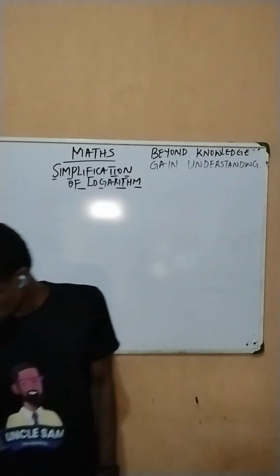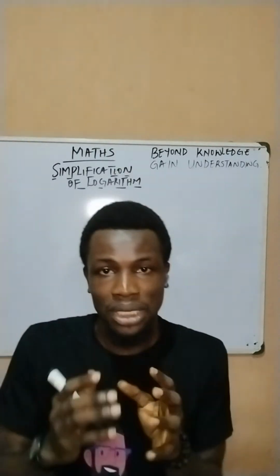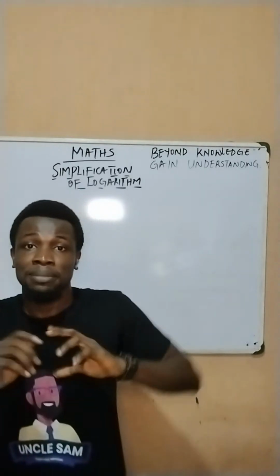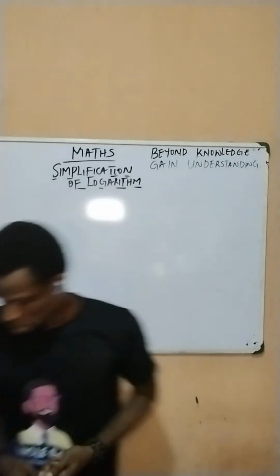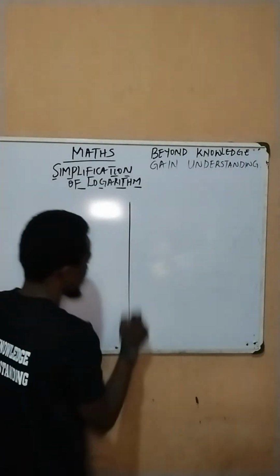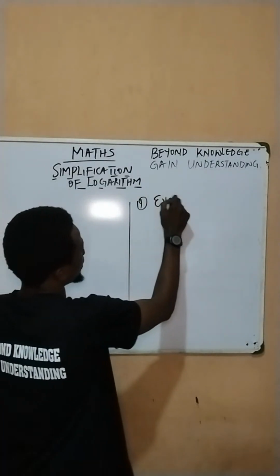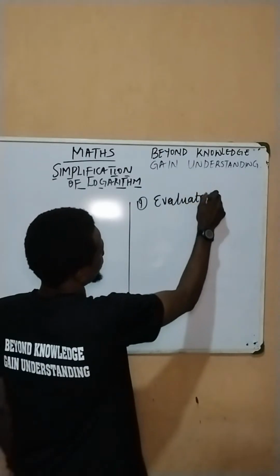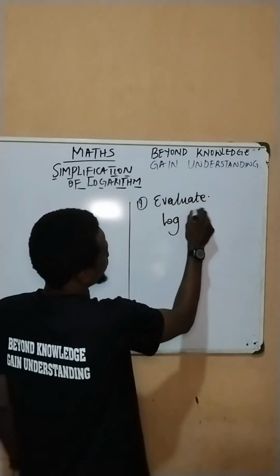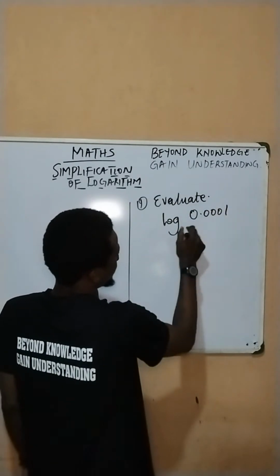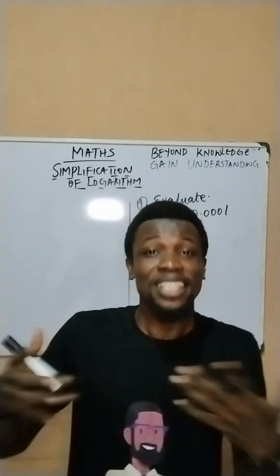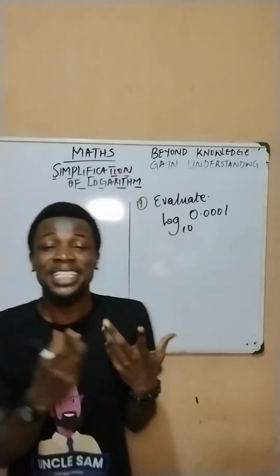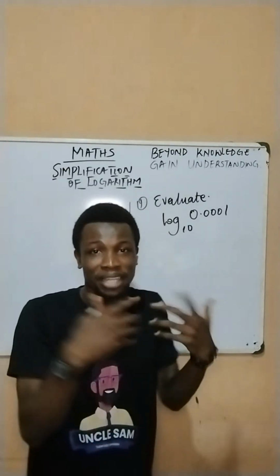In simplification of logarithm, I just wanted to make sure that you have the basic laws of logarithm. That is what we're going to be employing in solving problems under logarithm. So look at this basic example. First, evaluate log 0.0001 base 10. On Monday, we treated the basic simplification of logarithm, which had to do with whole number values.